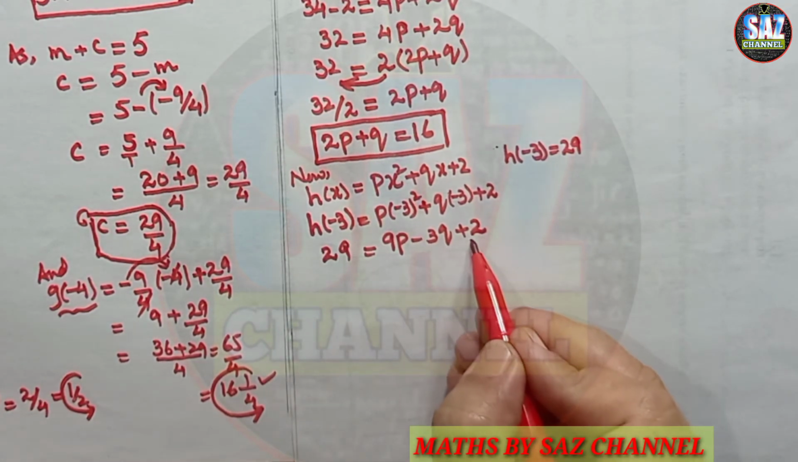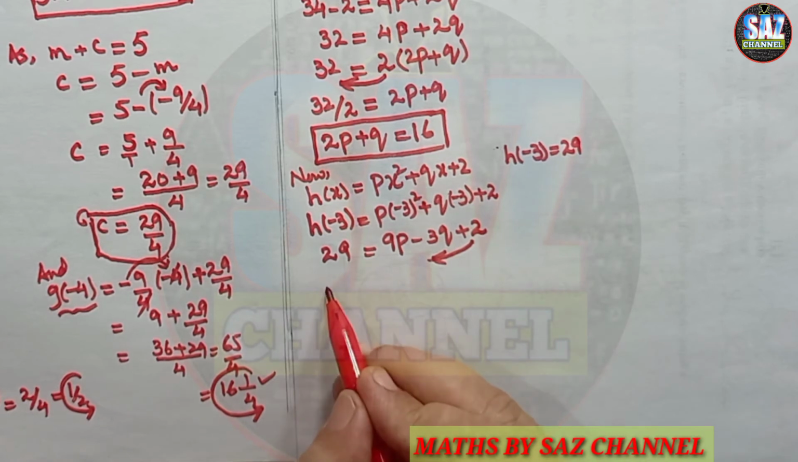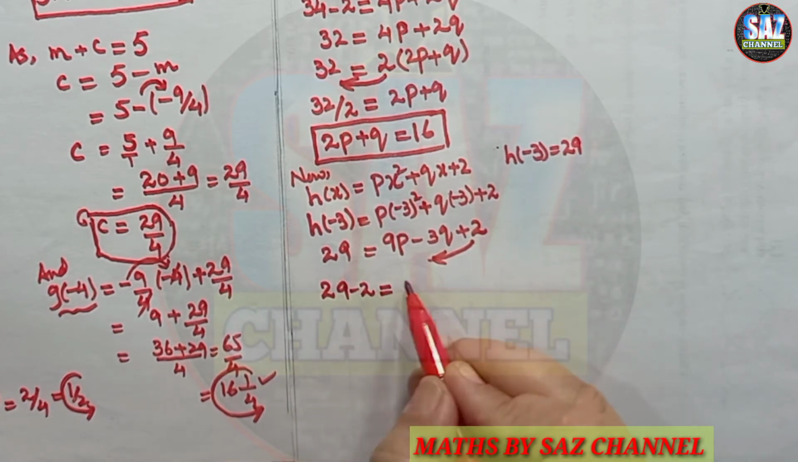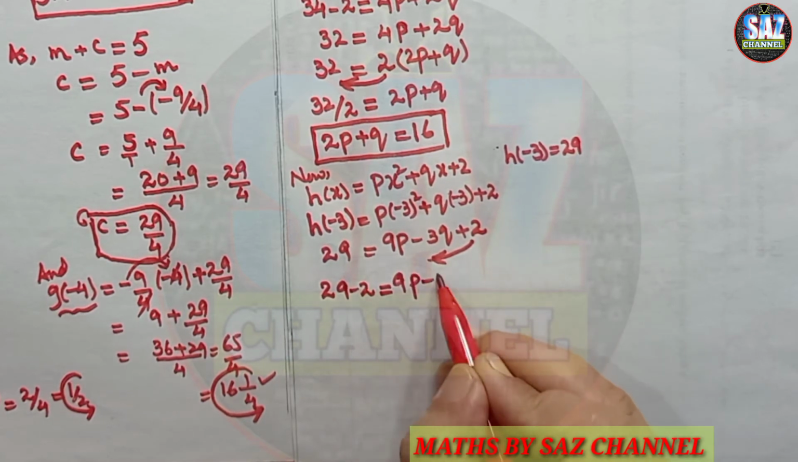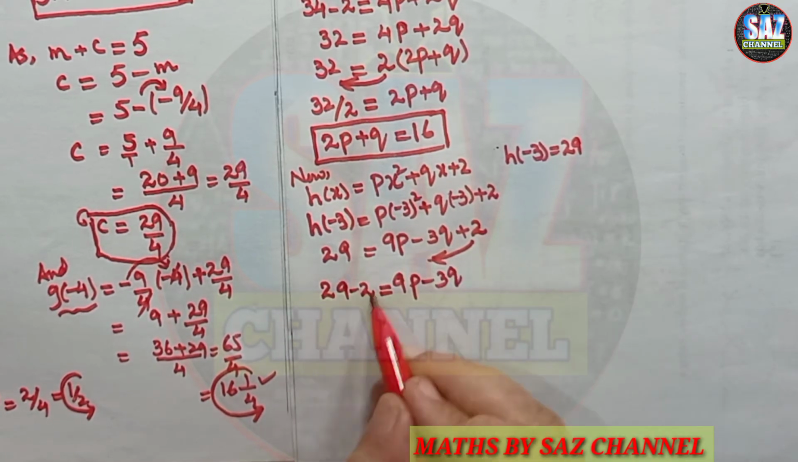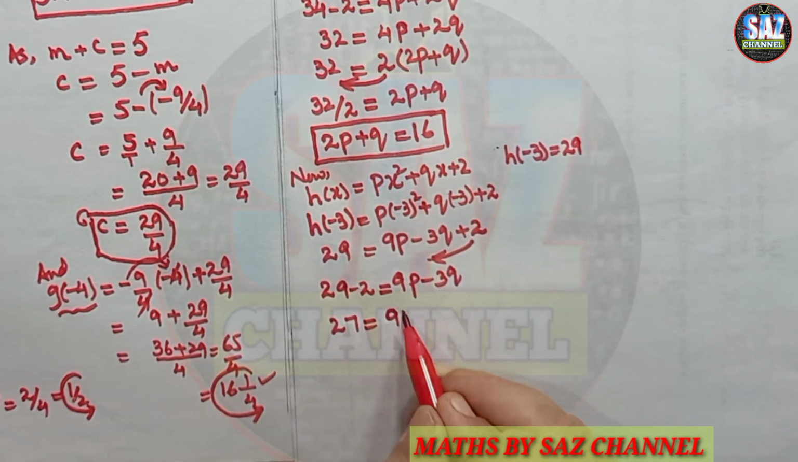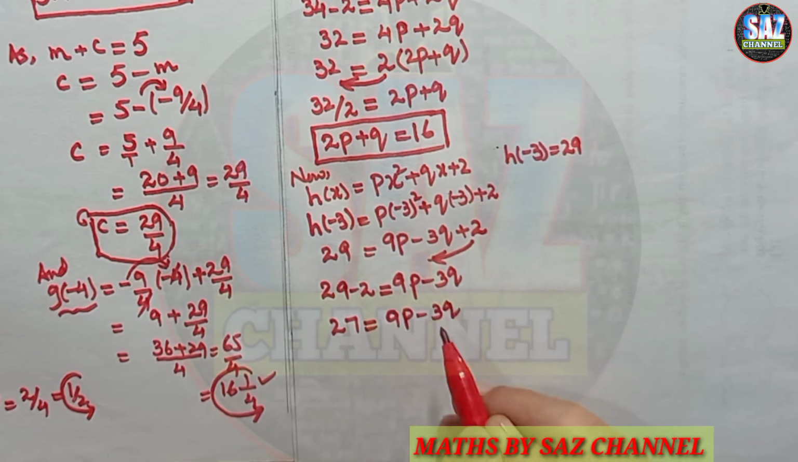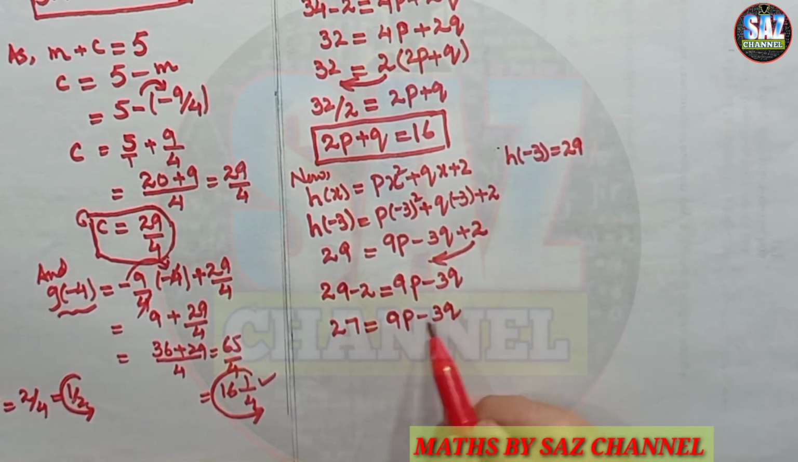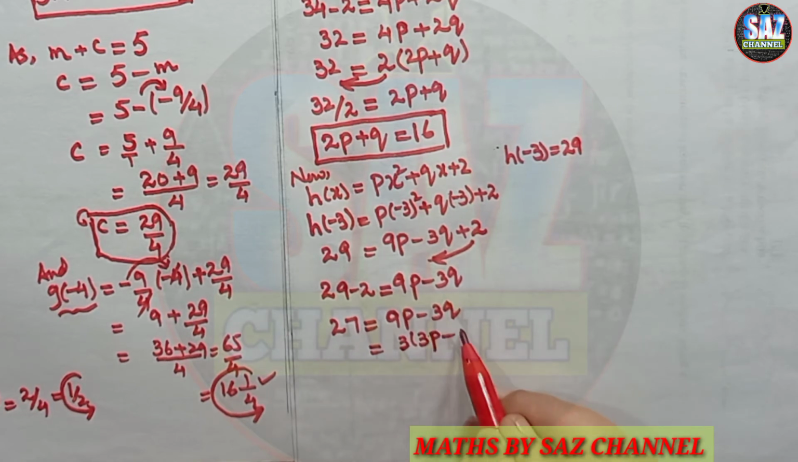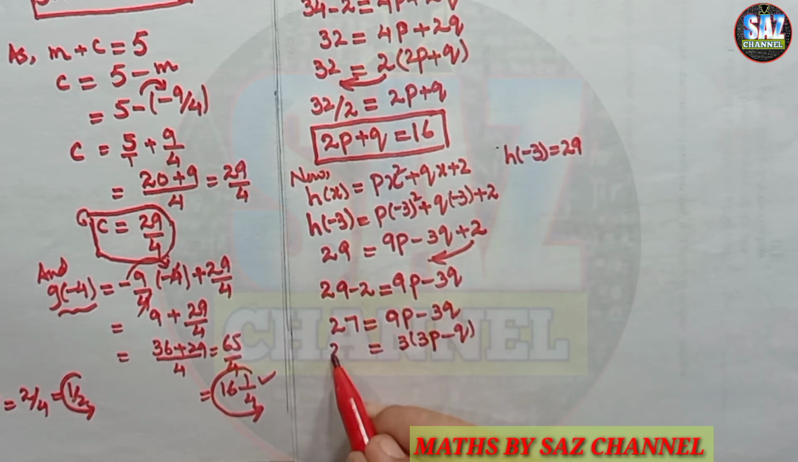Shift 2 to other side, and my equation will take the form 29 minus 2 equals to 9p minus 3q, or 29 minus 2 is 27 equals to 9p minus 3q. If we look at the right hand side carefully, we can see 3 is the common factor. Extract it out. 3 into 3p minus q equal to 27.